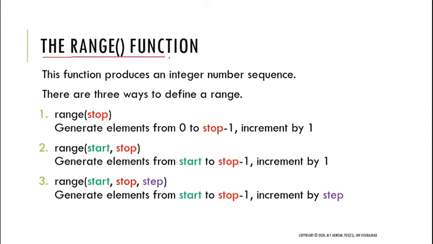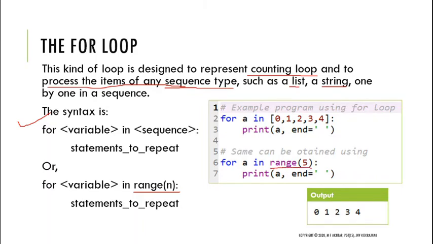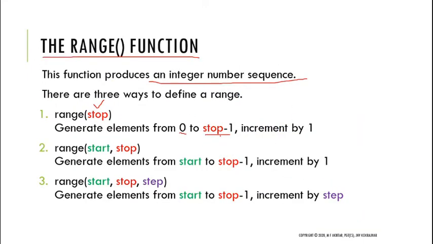The range function produces an integer number sequence, generally of list type. There are three ways to define a range. First, we can put a single value, that is a stop value. Whatever value we put as the stop value, it will generate elements from 0 to stop minus 1, meaning one less. In the previous program we gave range 5, and it displayed from 0 to 4, one less, and increments by 1.